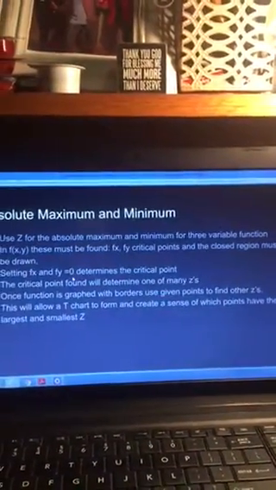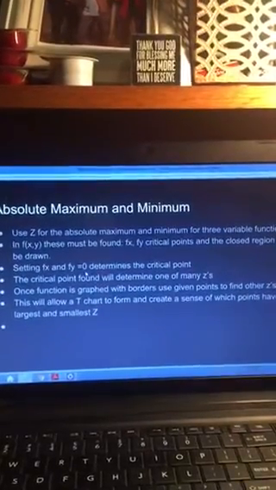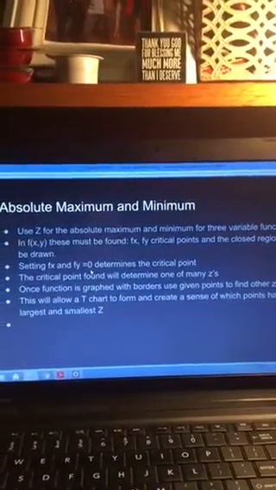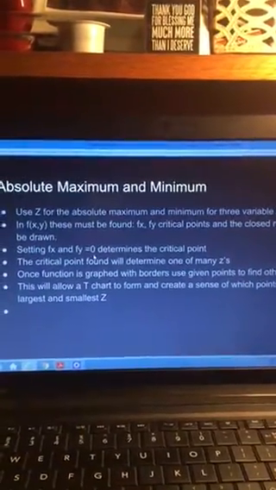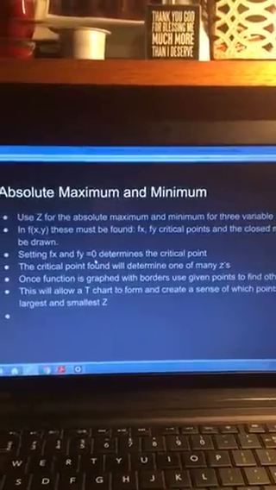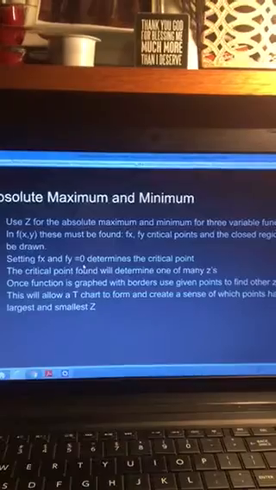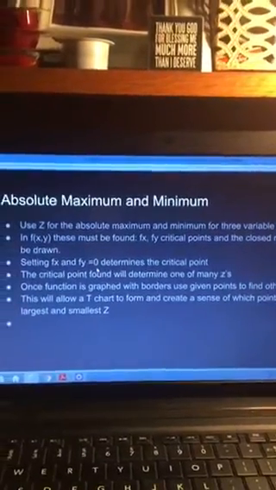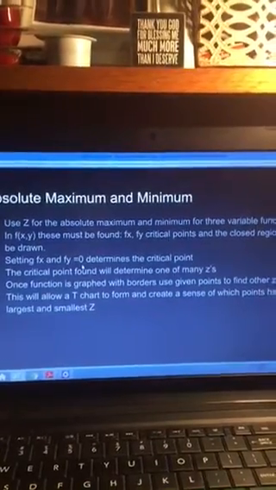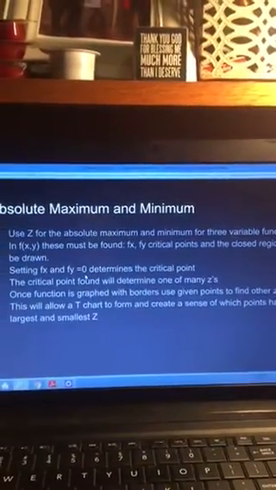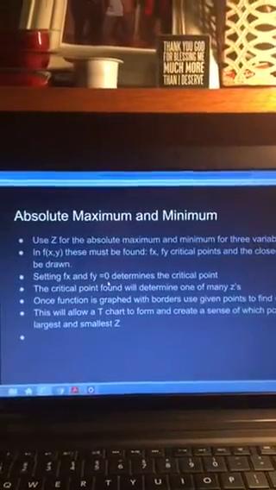And also you have to use a closed region to find where you're going to have your absolute min and max points. And with this, you have to set up a t-table, which is x, y, and z. This is a multivariable function. And once you find your border points, you're going to use the t-table to find your z. So you're going to plug all your points in, and with this, you'll be able to find your extreme max and your extreme minimum.